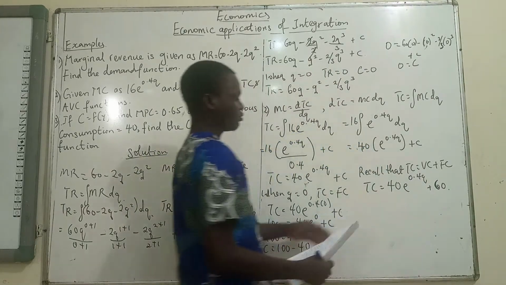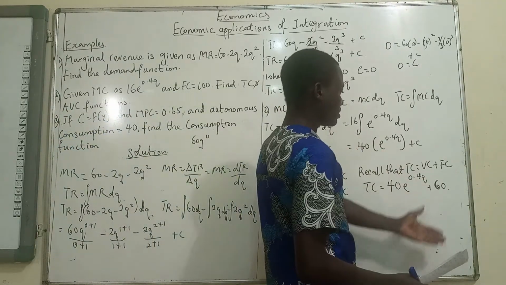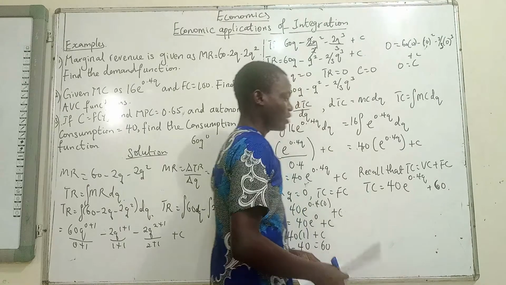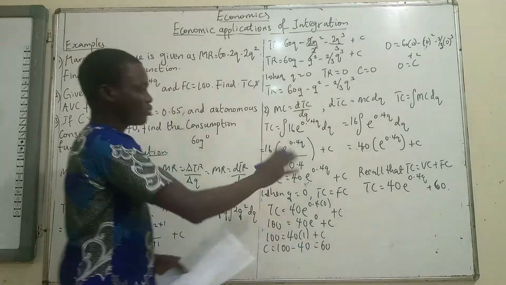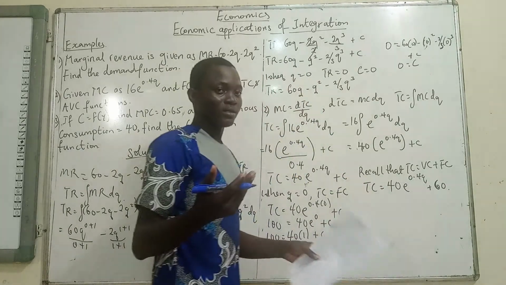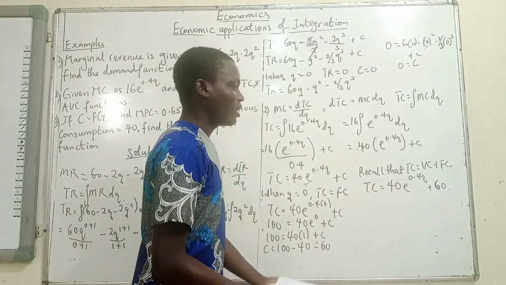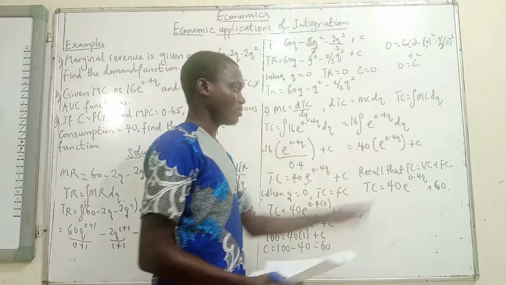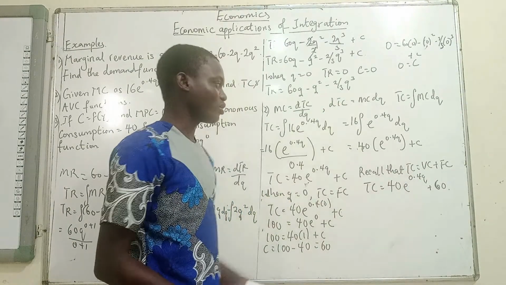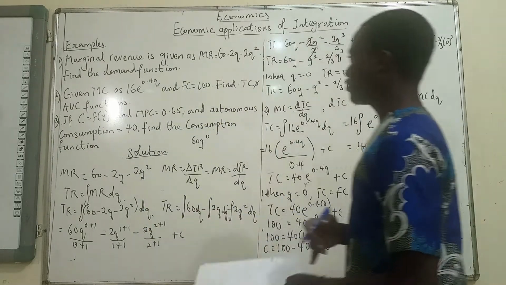By the time you have this total cost function, don't be carried away and say that your variable cost is 40e raised to this and 60 is your fixed cost. No, that's not what you should do. It's a tricky question. A lecturer could set this in an exam and ask students to find the fixed cost. Option A is going to be 60, and a lot of people go for that, but that is not the case, because you have to equate Q to 0 to get what the fixed cost actually is.